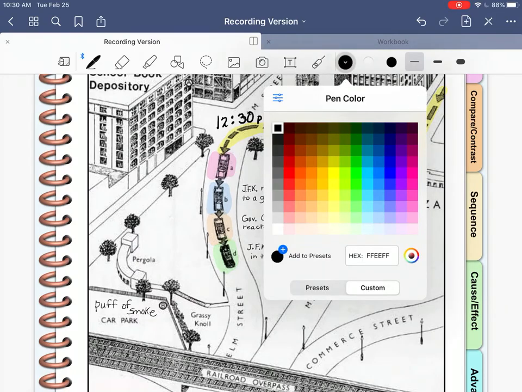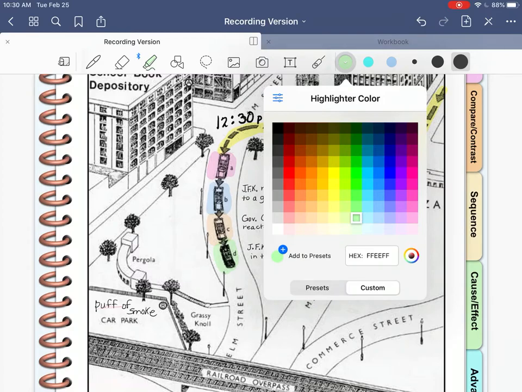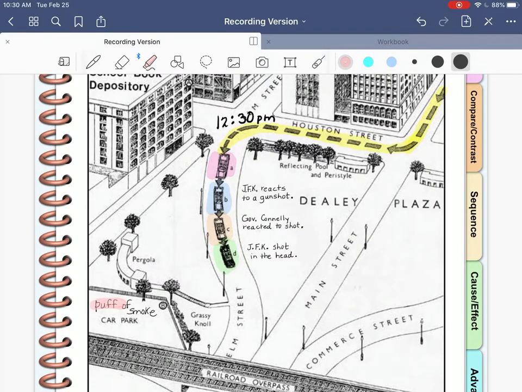So my question to you, where do you think the shooter is in this picture? If you like CSI, where would you look for the gunman? And keep in mind that the president's car is moving this way. Okay, he's moving this direction. Where do you think Lee Harvey Oswald was?